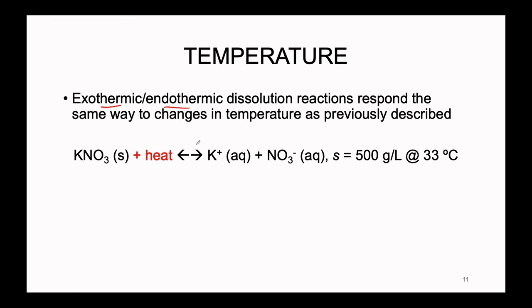Now most dissolutions are endothermic. Most require heat as a reactant in order to break up your compound. The endothermic nature of the reaction then is going to cause temperature to play an effect in the equilibrium balance of the reaction. So let's look at this dissolution below. Potassium nitrate as a solid with a little bit of heat is going to break down into potassium and nitrate ions.